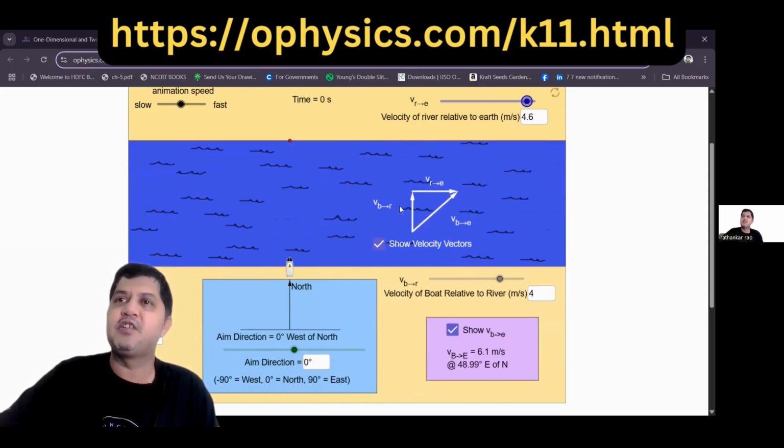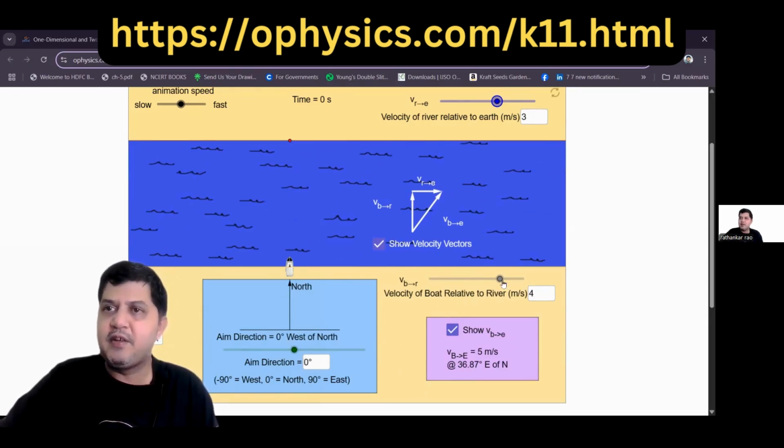If I increase the velocity to this much, and I ask the question, this velocity of river, right? I keep the velocity of river to be same. This I'm not changing. I want to increase this velocity, the velocity of the boat. Velocity of the boat relative to river is 4 meters per second. Let me make it higher.